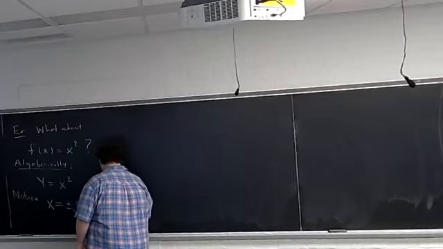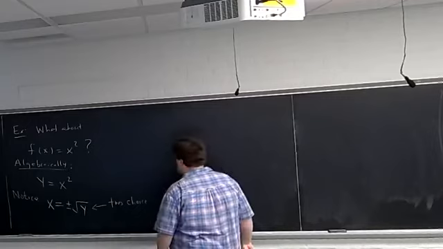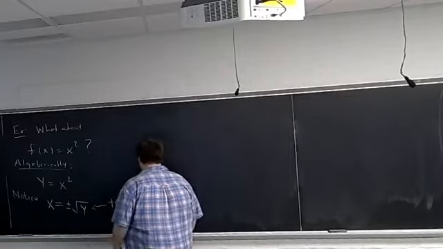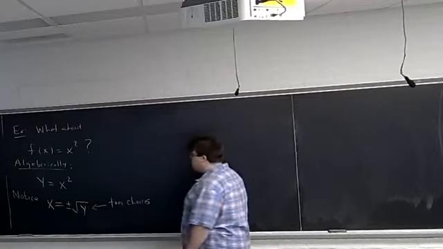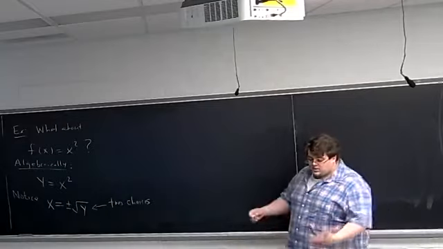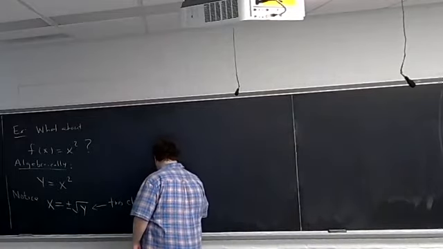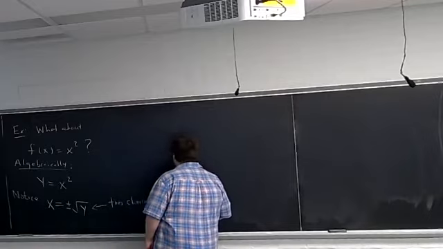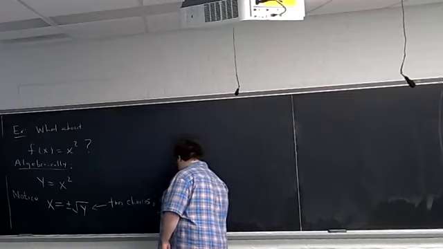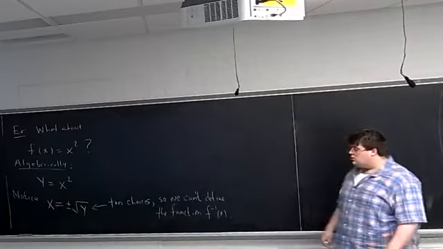Two choices, you know, two squared and negative two squared are both four. So when you try to solve this for x, you can't solve it explicitly for x. We have two choices, which tells us that if we tried to find an inverse function, it wouldn't be a function, because a function must have only one choice. So we can't define the function f inverse of x. A function requires only one choice.